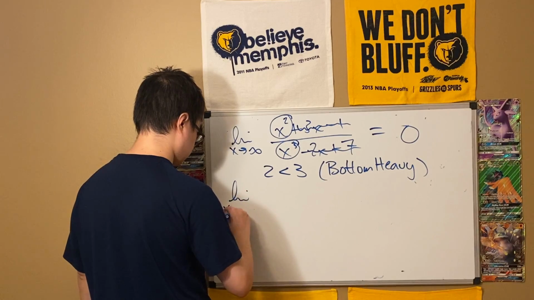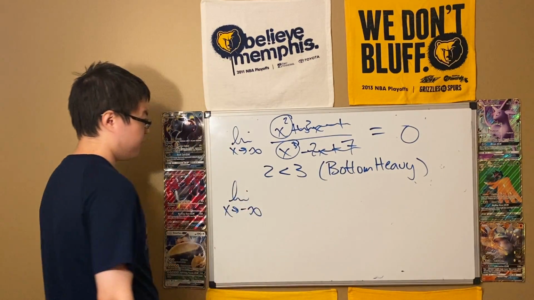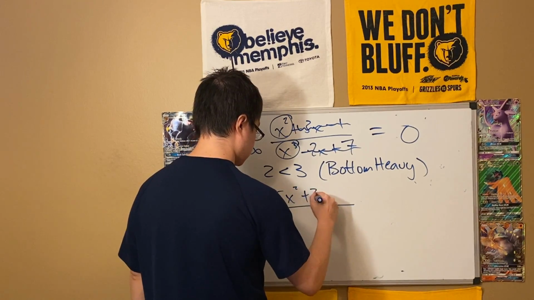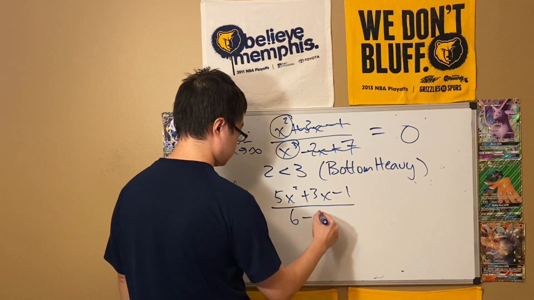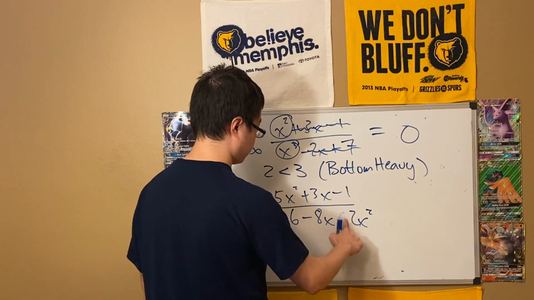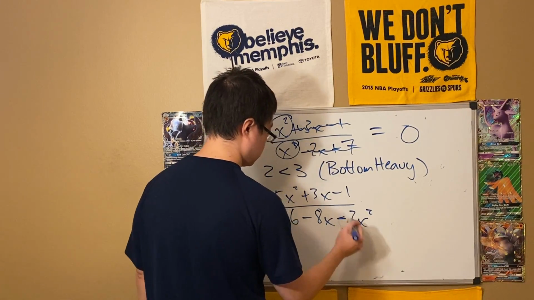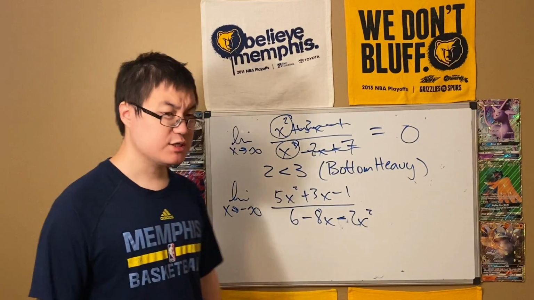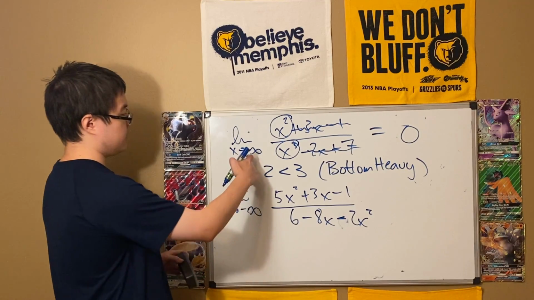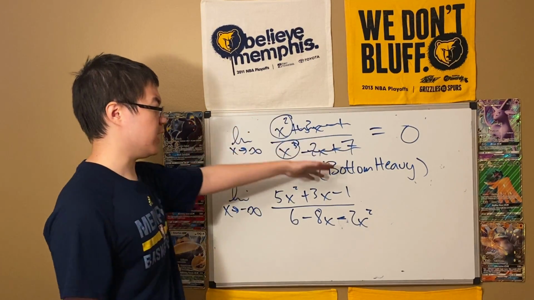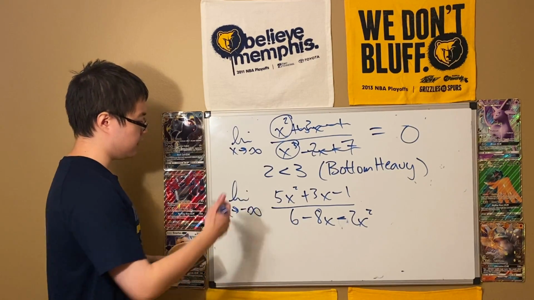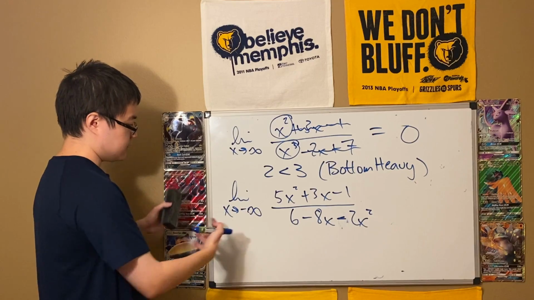Let's do the limit as x goes to negative infinity of 5x squared plus 3x minus 1 over 6 minus 8x plus 2x squared. And to spice up our lives, let's change this to a minus. So, same sort of situation. We see that we are going towards infinity or negative infinity. In the previous question, if it had gone to negative infinity, it doesn't matter because bottom heavy is always 0. Same thing with this question. The answer will be the same with infinity.